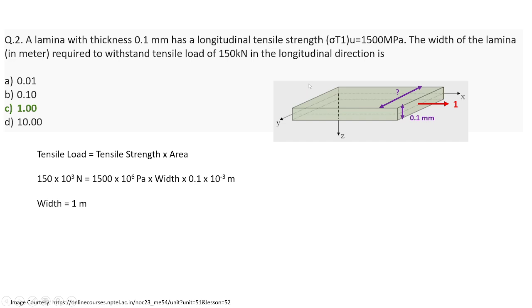So values are already given to us. The tensile load is 150 kilonewton. Make it in SI units: kilonewton, take it as 10 to the power 3. Here, megapascal, take it as 10 to the power 6. By taking care of all the units, we can get the width of the lamina, which is 1 meter.